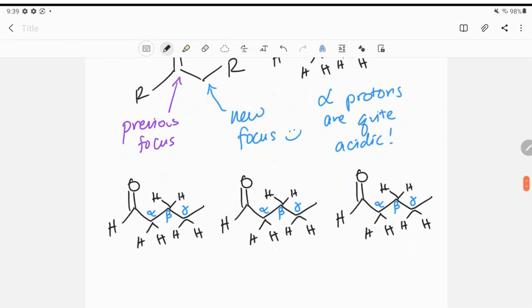All right, I'm going to remove a few protons, and we'll draw their conjugate bases. I mean, gamma, who cares, right? Let's look at the aldehyde one instead.